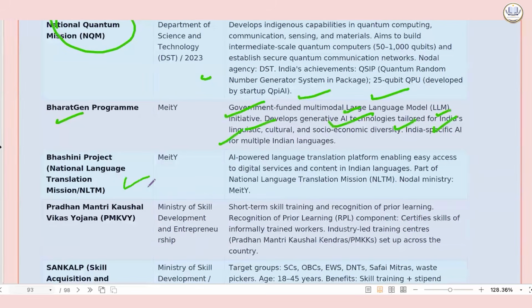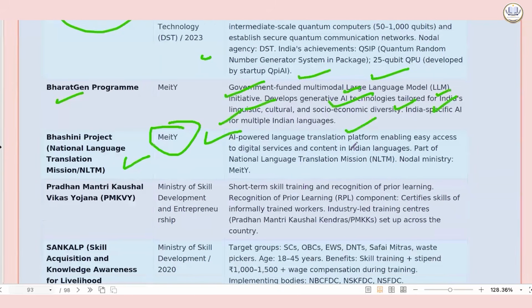Then the Bhashini project, National Language Translation Mission, under the Ministry of Electronics and Information Technology, is an AI-powered language translation platform, enabling easy access to digital services and content in Indian languages. It is part of the National Language Translation Mission, and the nodal ministry is MeitY.